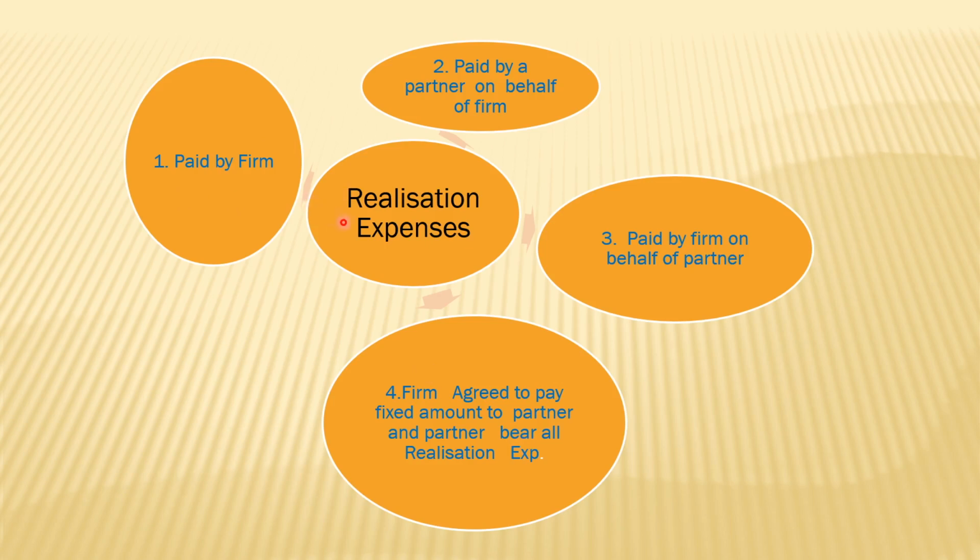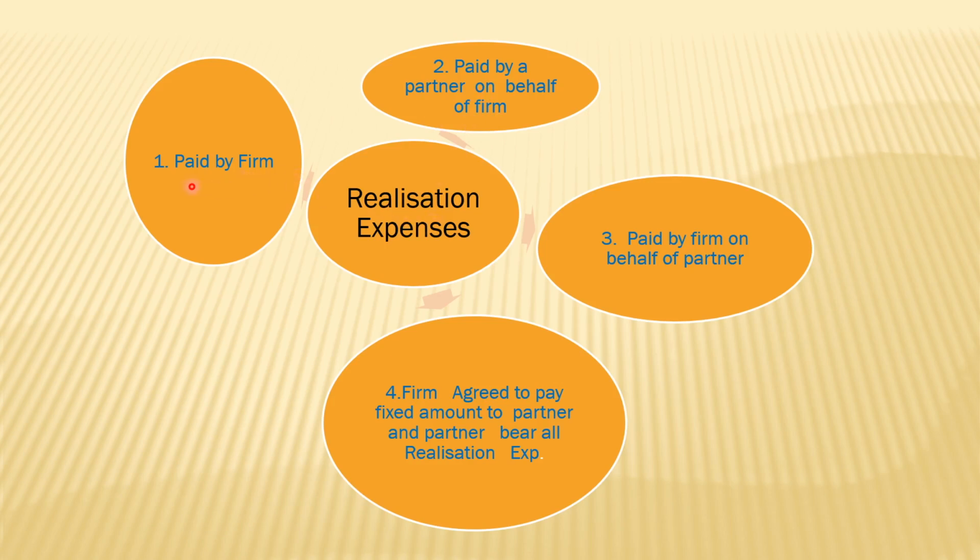The first situation: say realization expenses of 10,000 are borne by Mr. X, who is a partner in a partnership firm. So at the time of dissolution, what entry will pass for realization? In case of the first situation, realization expenses paid by Mr. X. Very simple. When realization expenses are paid by a particular partner, the entry will be realization account debit to partner's capital account. If X paid, then it will be X capital.